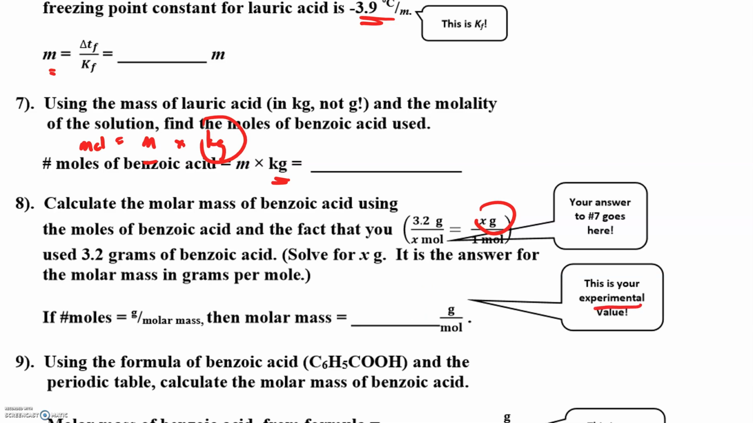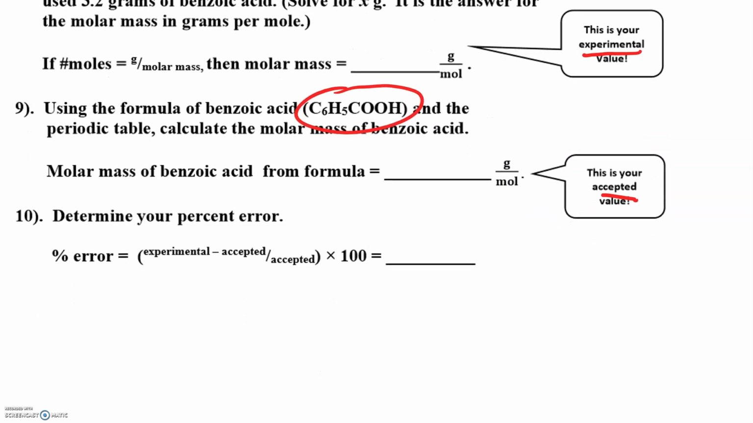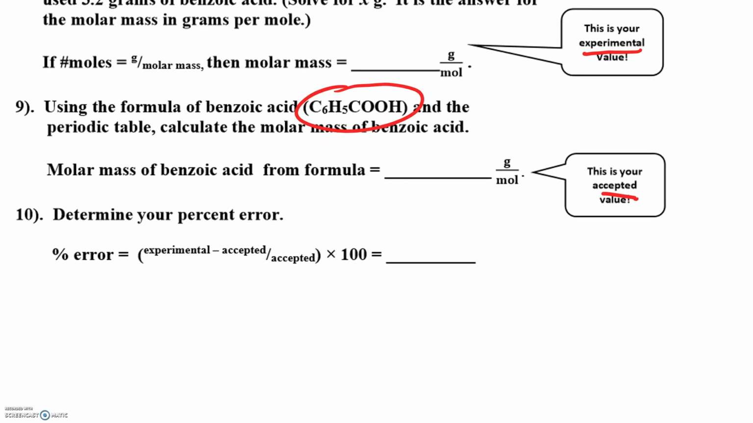You're going to treat this as your experimental value and compare it to the accepted value, which you can get using the formula mass. You'll need your periodic table for this. Remember that carbon has a mass of 12 grams, hydrogens are each 1 gram, and oxygens are each 16. You'll find your molar mass using the periodic table and treat that as your accepted value and determine your percent error. If you do this right, you should get a percent error of less than 1%. I got 0.82%, so if you're not getting that, something is strange.